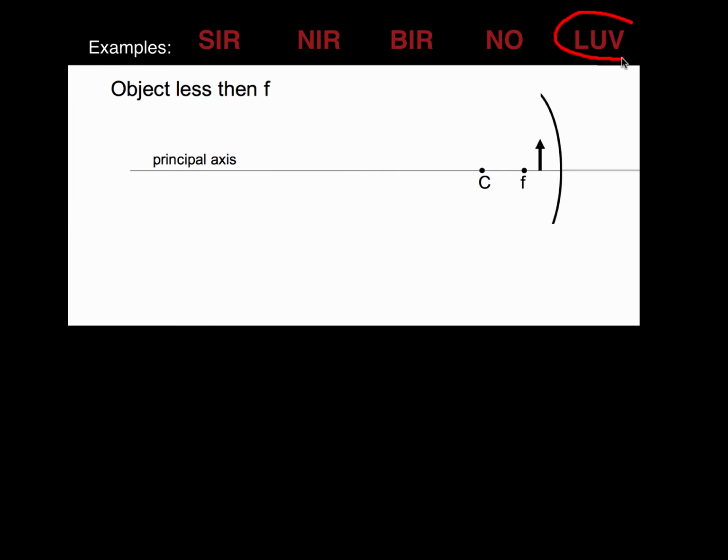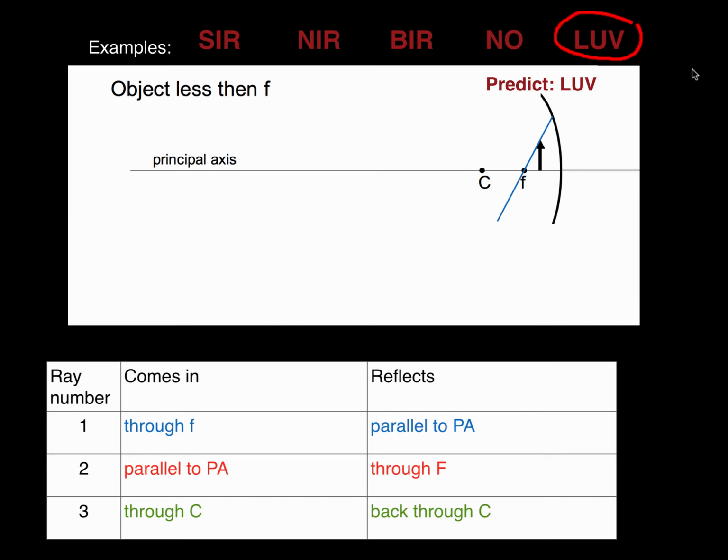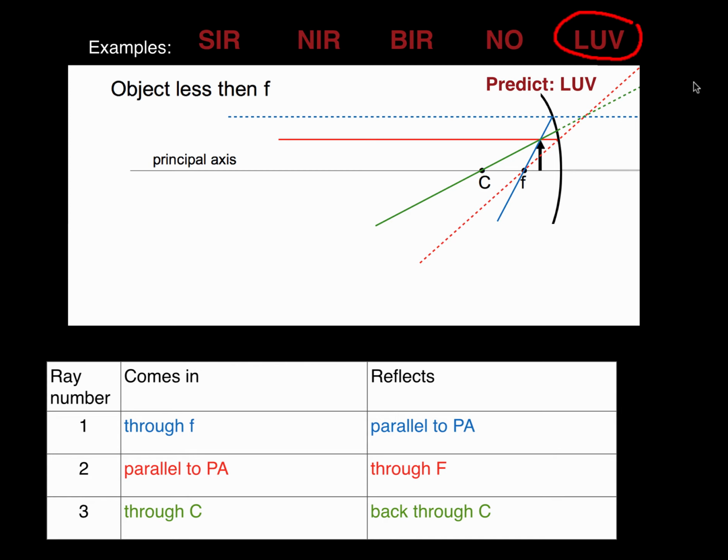Our final concave mirror example is an object placed between F and the vertex. We expect this to be LOVE, larger, upright, and virtual. Our first ray comes through the focus to the top of the image, hits the mirror, and reflects back parallel. Our second ray comes in parallel to the principal axis and reflects through the focus. Our third ray comes through the center, hits the top of the object, and hits the mirror, and reflects back in the direction it came from. You can see that there is no reflection on the real side of the mirror. But if we follow these 3 lines back into the virtual side of the mirror, we find an intersection point. And we can draw our image pointing at this intersection point, and we see that it is larger, upright, and virtual, just as we predicted.